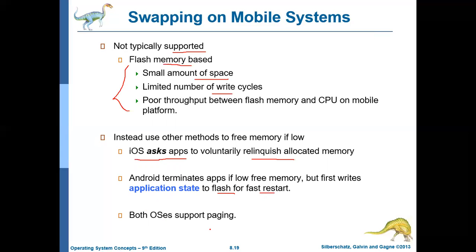Okay. Instead of using swapping, when free memory falls below a certain threshold, Apple's iOS asks applications to voluntarily relinquish memory. Read-only data is removed from the system, and later it will be reloaded if necessary. Okay. And Android does the same thing. If it does not support swapping, it may terminate processes if insufficient memory is available.